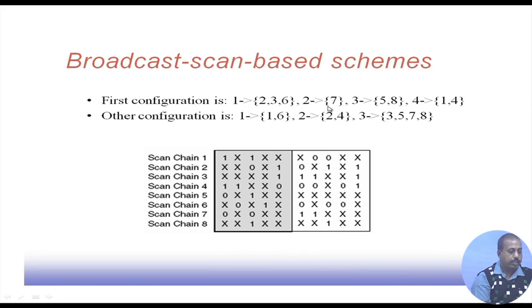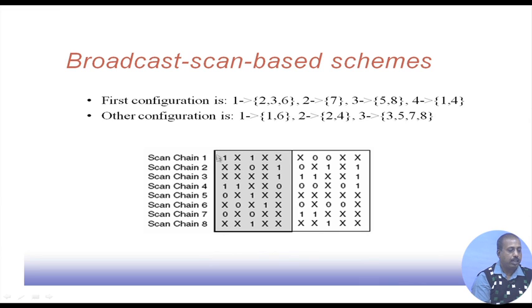Then scan chain 7 is not compatible to anybody, so it is taken separately. It is compatible with scan chain 2, but 2 is already grouped with 2, 3, 6, so I cannot group it together with 2 again. Then 5 and 8: scan chain 5 and scan chain 8 are compatible.